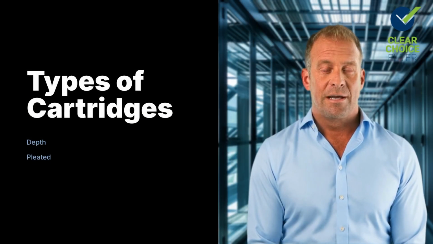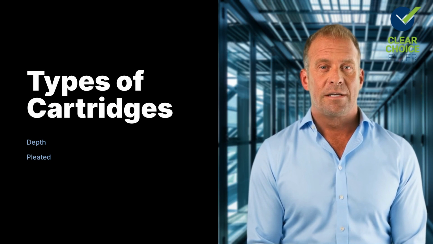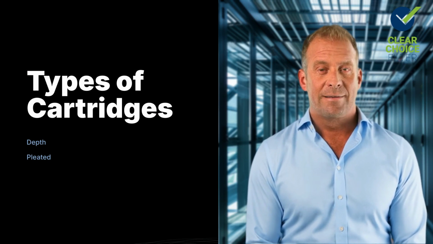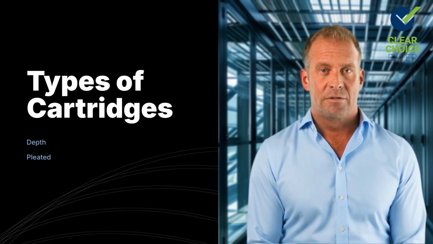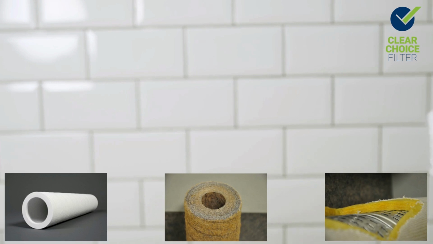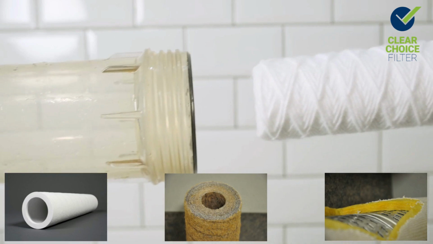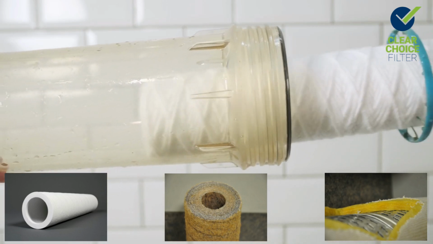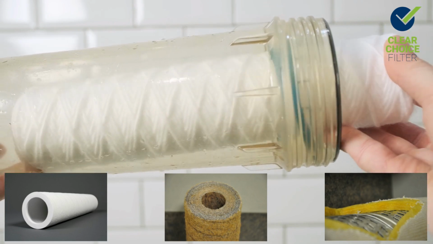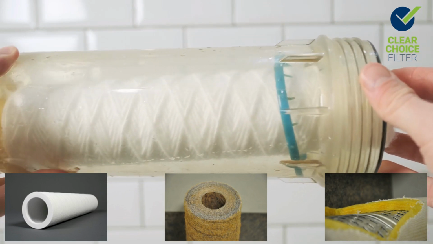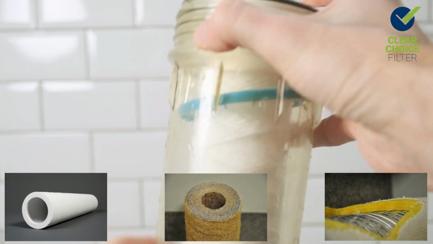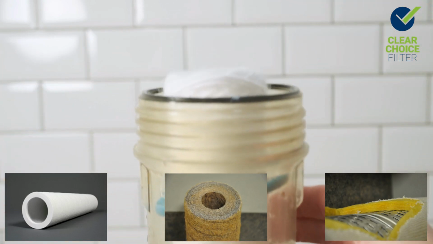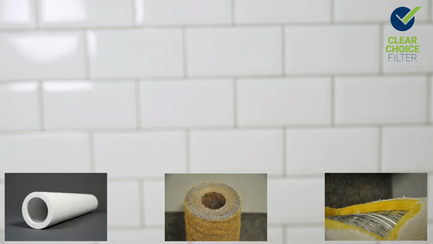Cartridge filters are cylindrical filters used in various industries for both liquid and gas filtration. They are categorized into depth and pleated cartridges. Depth filters. These filters use thick media to capture particles throughout the entire depth of the material, rather than just on the surface. Depth filtration is ideal for applications requiring high dirt holding capacity, such as pharmaceutical and food processing.